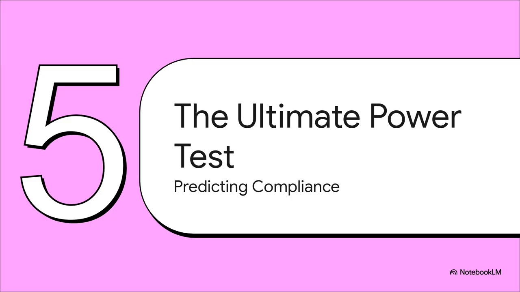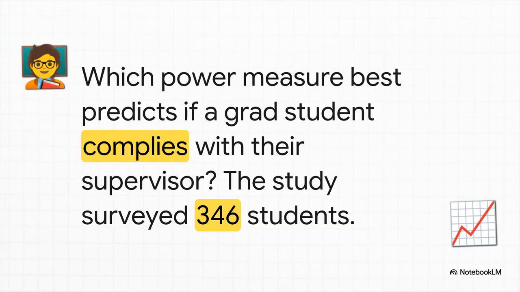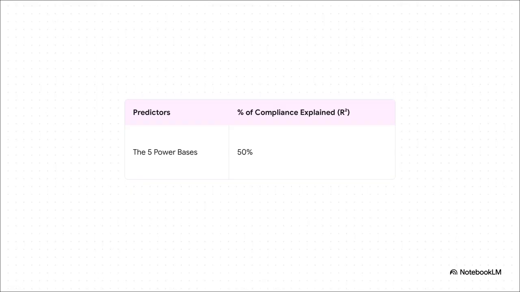The scientists took their new global power scale and put it in a head-to-head showdown with the old methods to see which one was the real champion. The setup for this test was brilliant. They went out and surveyed 346 graduate students about their supervisors. The ultimate goal? To see which measure of power could best predict how likely a student was to actually comply with their supervisor's requests. The most accurate predictor wins. So, how'd it go?